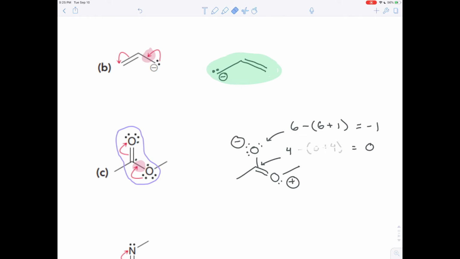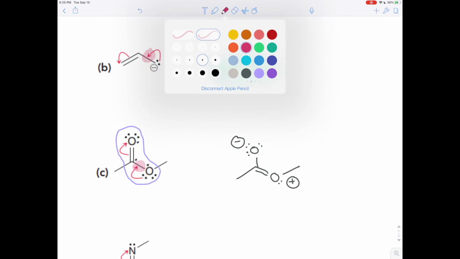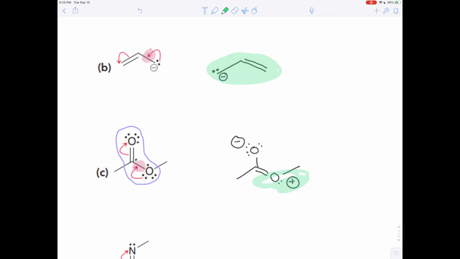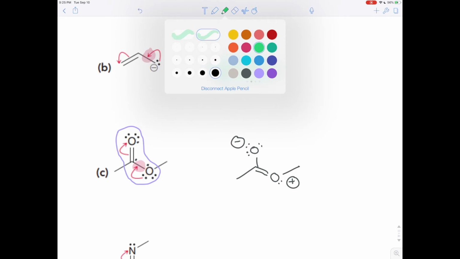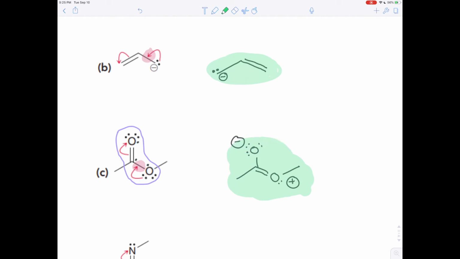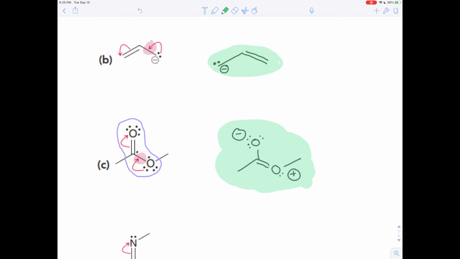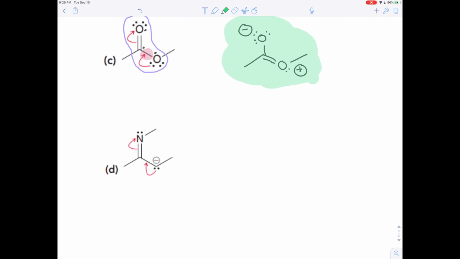So I'll erase these equations just to clean this up a little bit. And that there is your beautiful molecule. This is the structure that the curved arrows in the molecule on the left are trying to communicate. All right, let's do D.